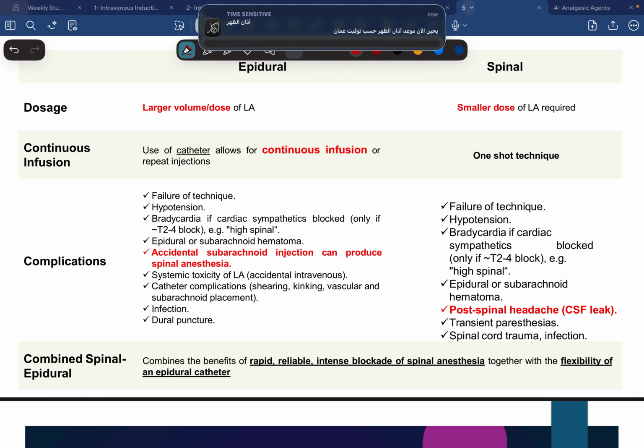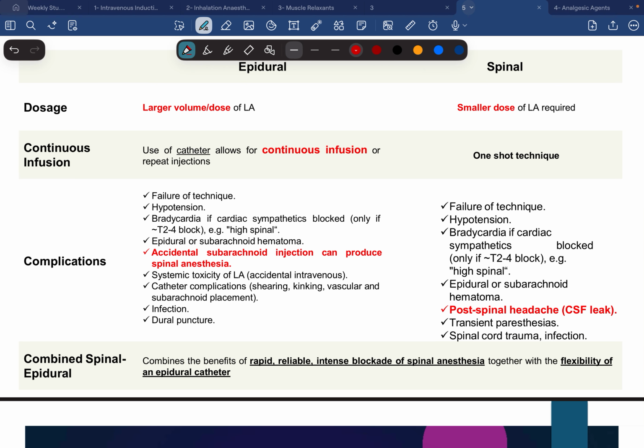Systemic toxicity of local anesthetic, if your catheter migrates intravenously. Catheter complications: the catheter might kink or shear, or you might lose it within the body of your patient. Infection or dural puncture; we'll talk about that in a minute. Spinal complications: failure of the technique, hypotension, bradycardia.